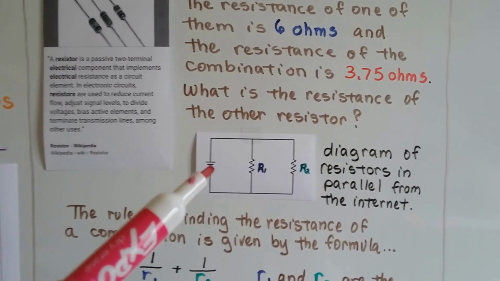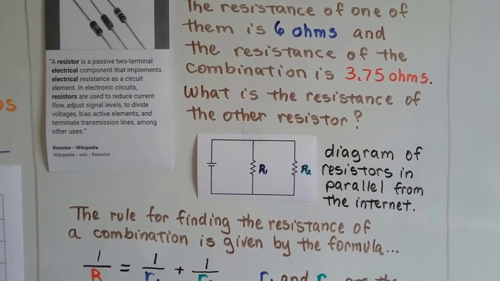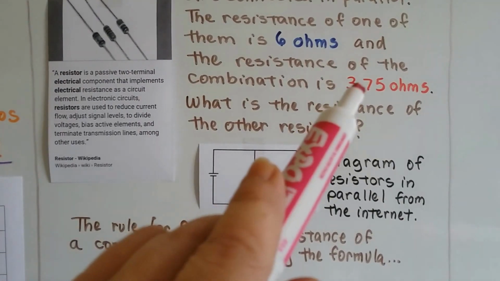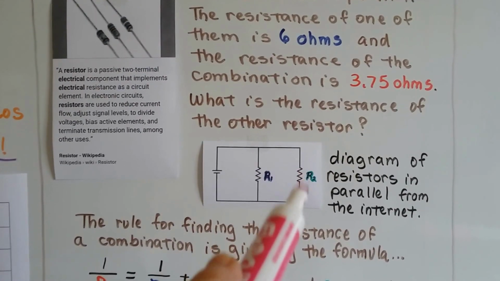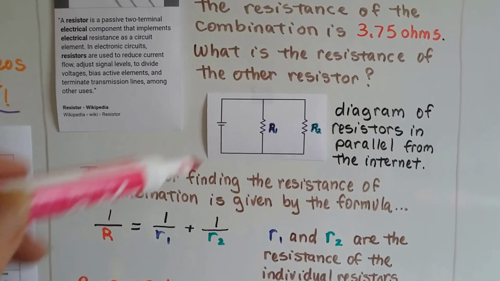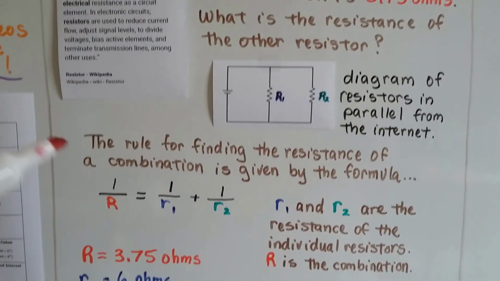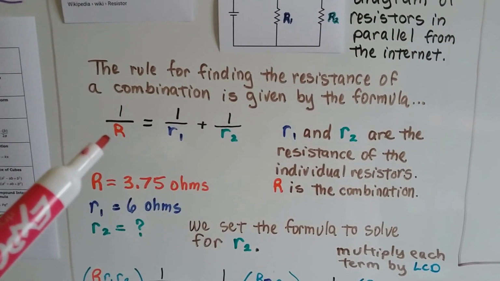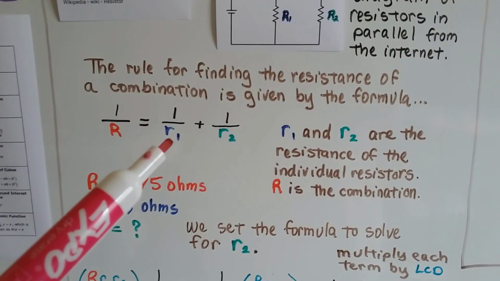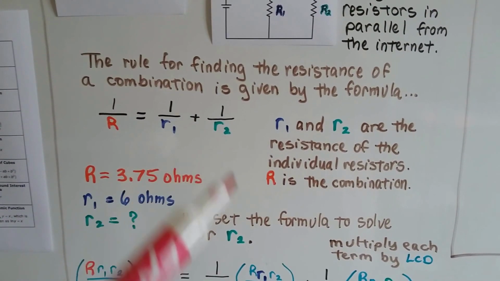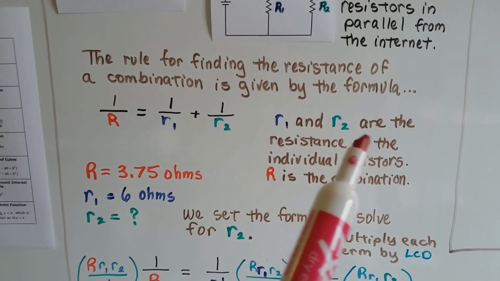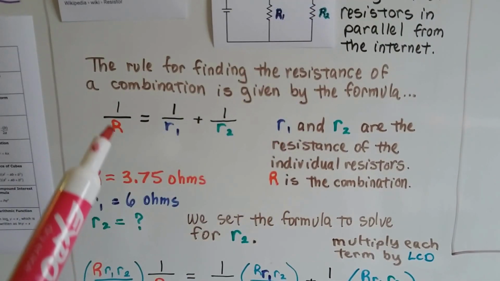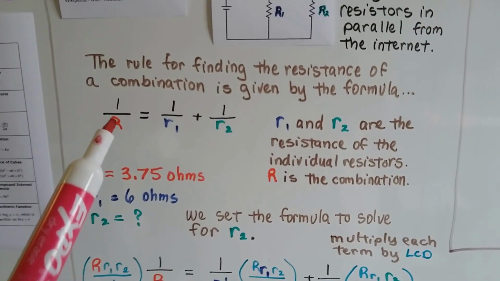So this is a diagram of resistors in parallel that I got off the internet. So if we know this one is 6 ohms, and we know together they're 3.75, what is the second one? So it's set as R sub 1 and R sub 2. The rule for finding the resistance of a combination is given by this formula. 1 over capital R equals 1 over R sub 1 plus 1 over R sub 2. This R sub 1 and R sub 2 are the resistance of the individual resistors, these guys, and this big red R is the combination.